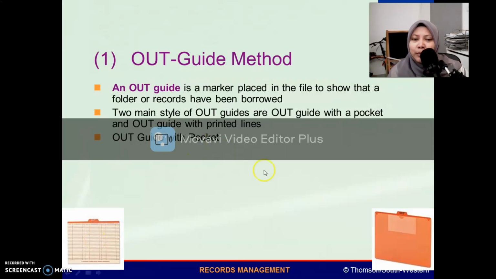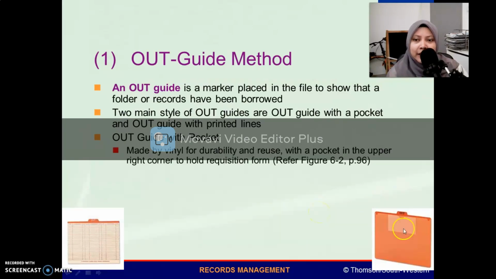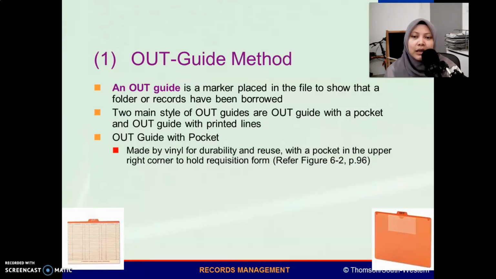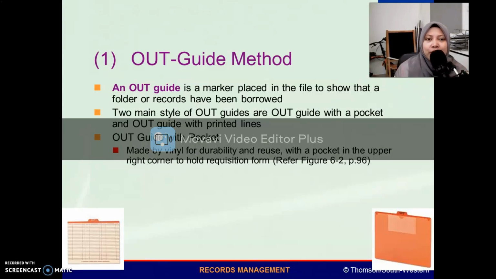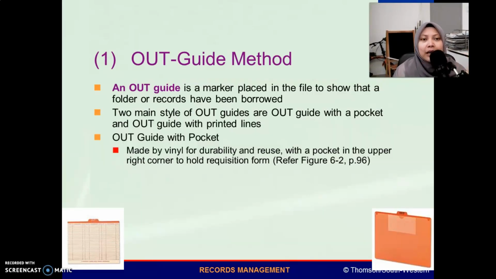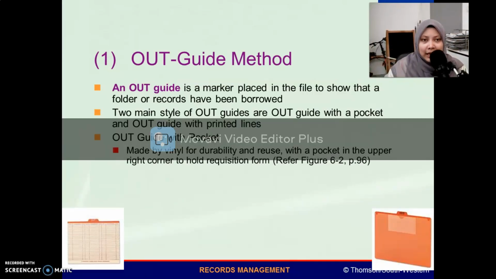So the out guide with pocket, which I explained just now, is made up for durability and reuse. Sorry, durability. Usually the out guide with pocket is made from a durable material, because it will be reused. For example, when the borrowed file has been returned, you will remove this out guide and put the file back. So this out guide you can use for another file. Alright.